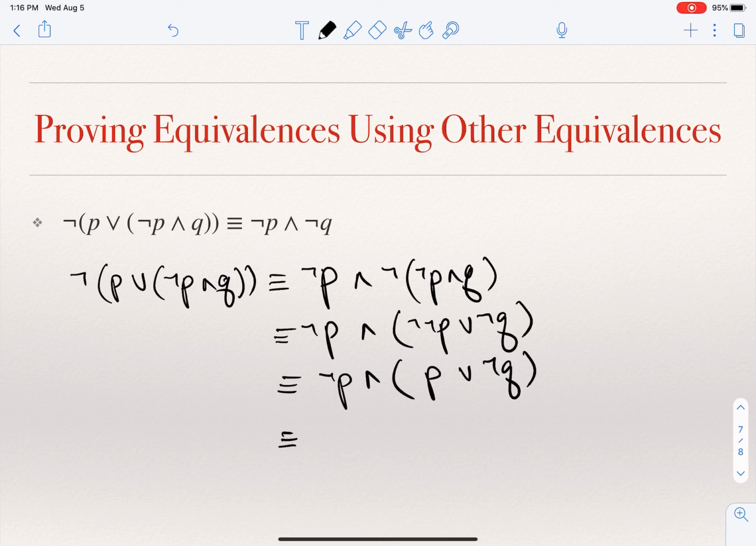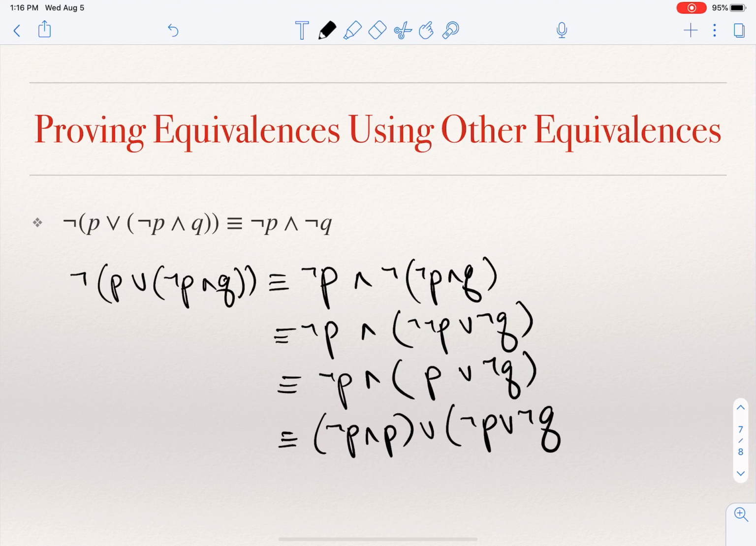Then I can use the distributive law, right? I can distribute across this conjunction, and I say this is not P and P, or not P and not Q. Sorry, I apologize, this is the and here, right? So now think about this, not P and P. This is a contradiction. This is false. Or not P and not Q.